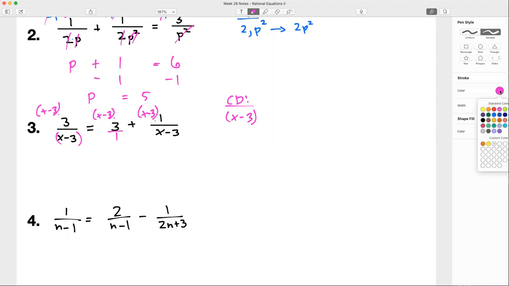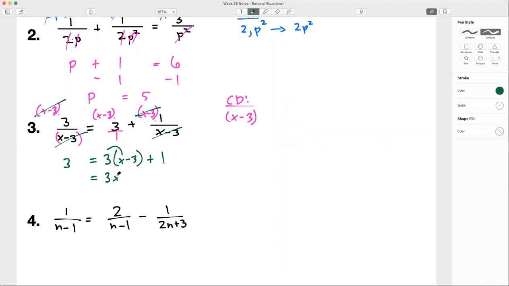Now we can cancel. Cancel, cancel. We won't cancel anything here because x minus 3 doesn't match with 1, but it does match here. Okay, so what we have is 3 equals 3 times x minus 3, right there, plus a 1. Okay, so I'm going to simplify this guy right here. 3 times x is 3x. 3 times -3 is -9, plus 1, 3. Over here still comes down.